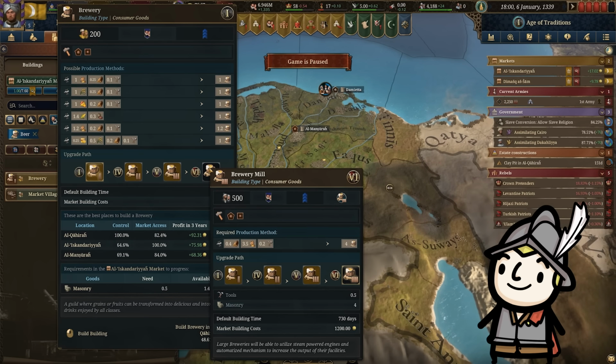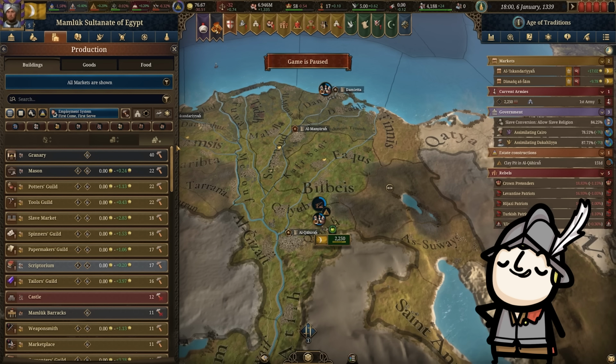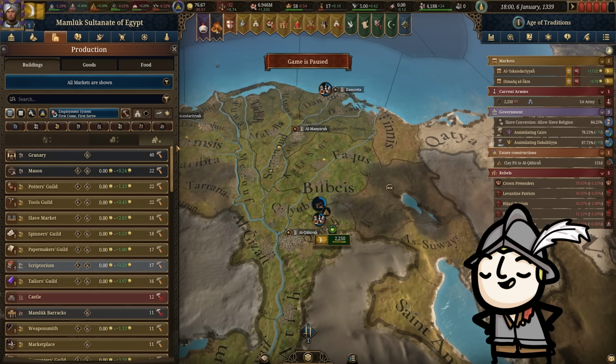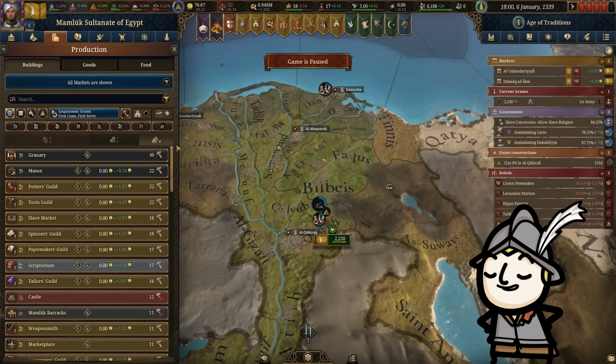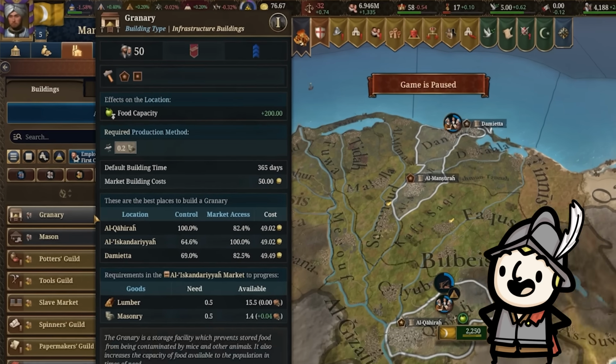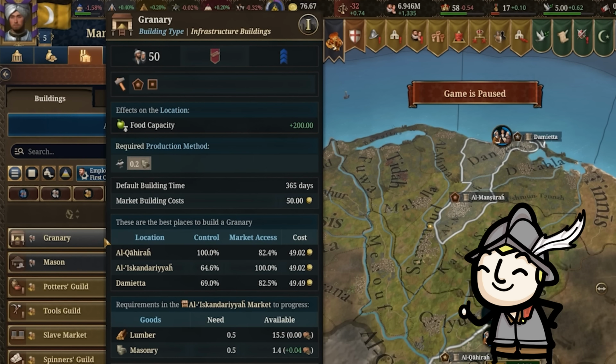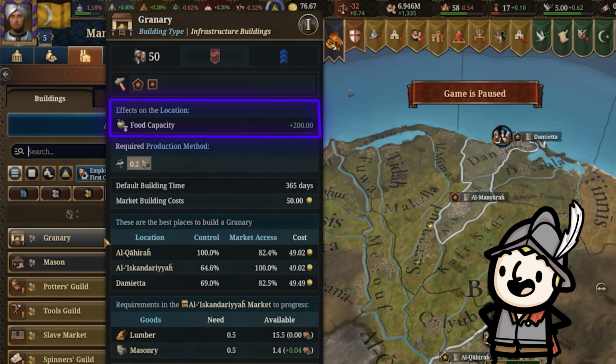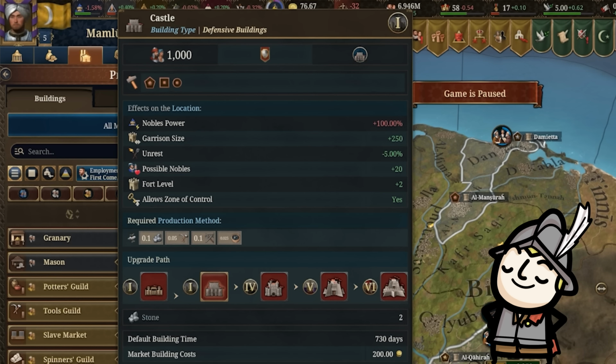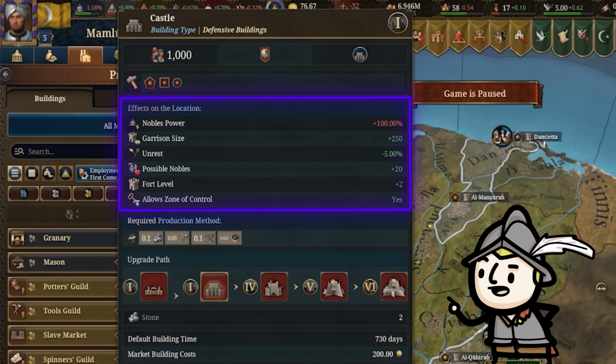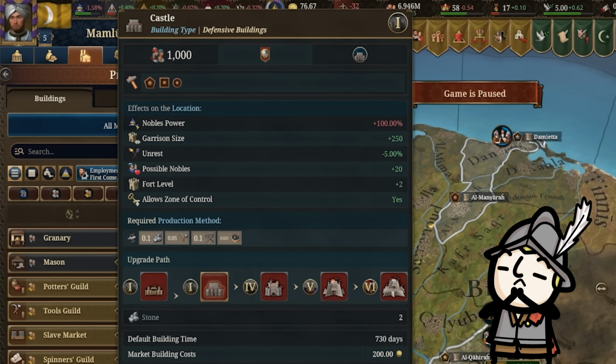Not all outputs from a building will necessarily be a physical good. It might be something less tangible that is beneficial. For instance, if we take a look at the granary here, you can see that we're just inputting a small amount of labor, and our output is increased food capacity in our urban centers. The castle is a fantastic example because it provides a number of benefits. You can also see it increases the power of the nobles, which might be why you see them building some castles of their own with their hard-earned ducats.